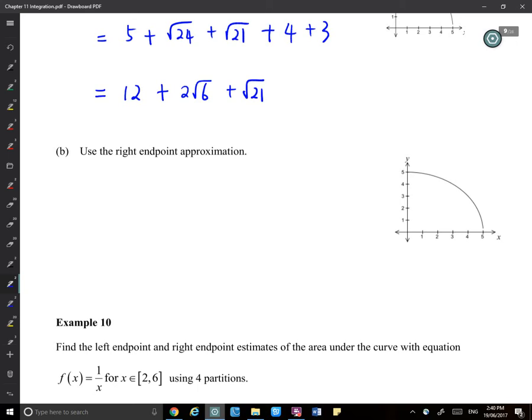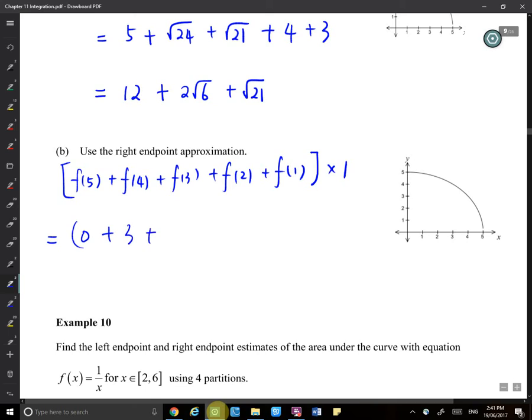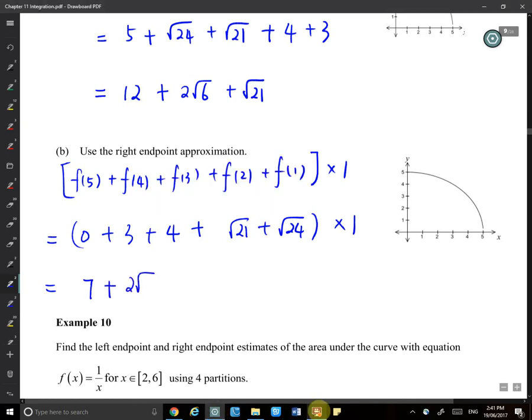Next one says use the left-hand side endpoint approximation. So the sum is F5 plus F4 plus F3 plus F2 plus F1, but not F0. Okay, not including the left-hand side point. So F5 is 0 plus 3 plus 4 plus 4 square root 21 plus square root 24, which is 7 plus 2 root 6 plus root 21.